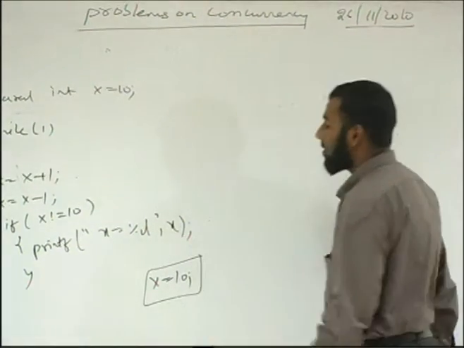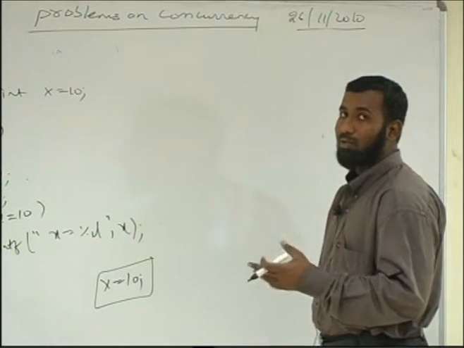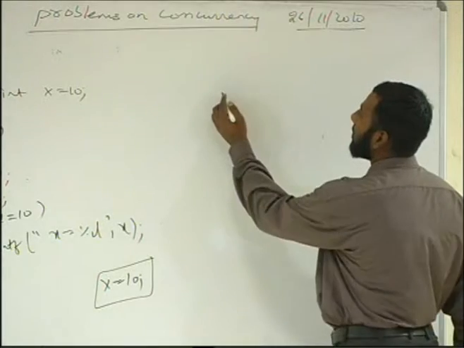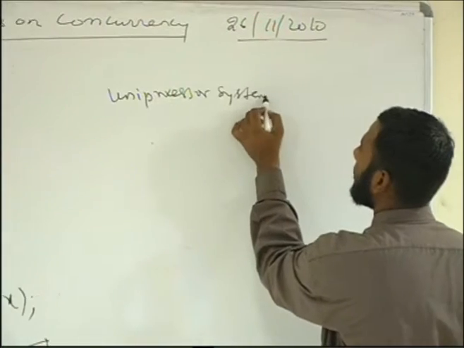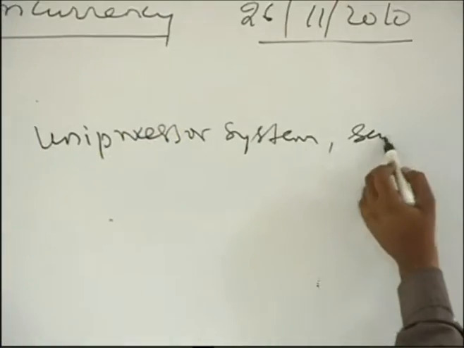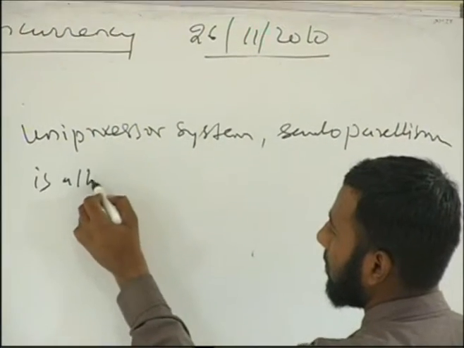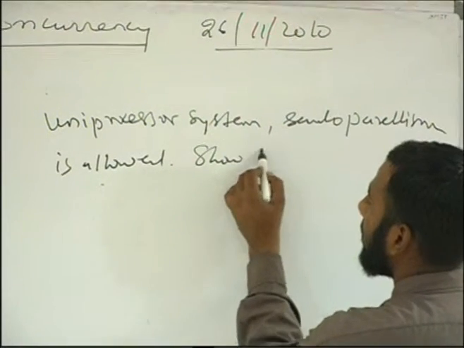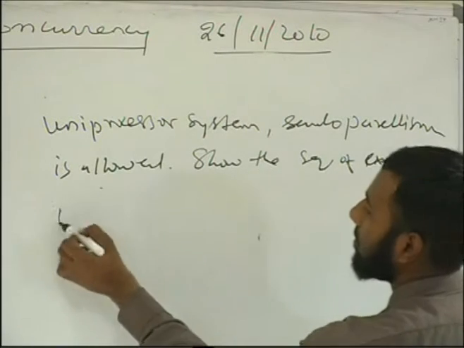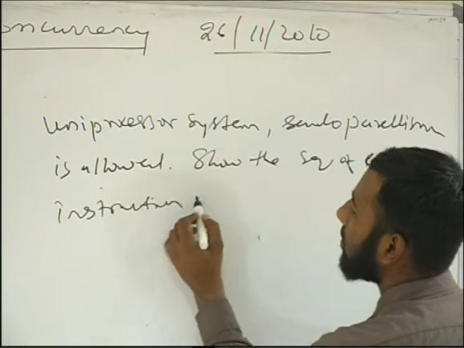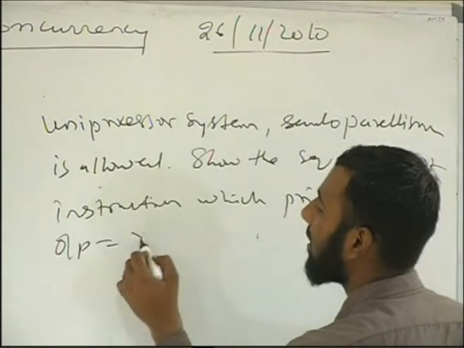What I want is, assume that multiple processes are executing the same code, and we assume that in a universal system pseudo parallelism is allowed, then show the sequence of execution of instructions which prints the output x is equal to 10.